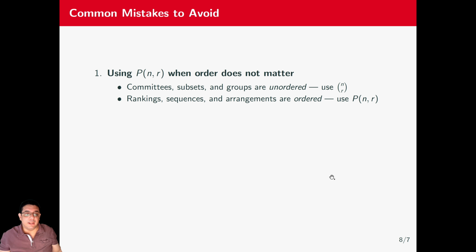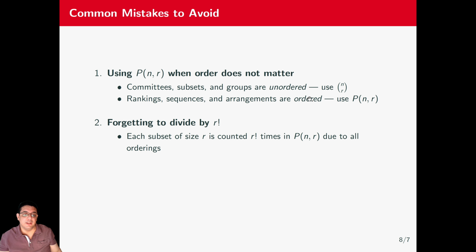Be very careful when you're using permutations. Permutations are used when the order matters. If you use permutation when the order does not matter, you're going wrong. Committees, subsets, and groups are unordered, and you need to use combinations for them. Rankings, sequences, and arrangements are ordered, and so you need to use permutation in that scenario. When order matters, you use permutation. When order doesn't matter, you use combination.